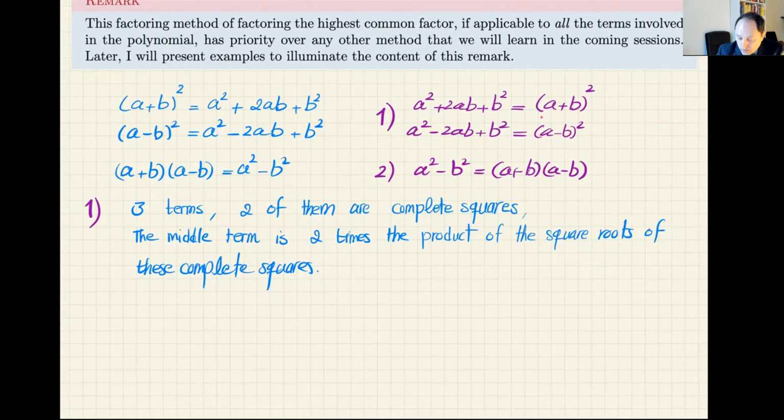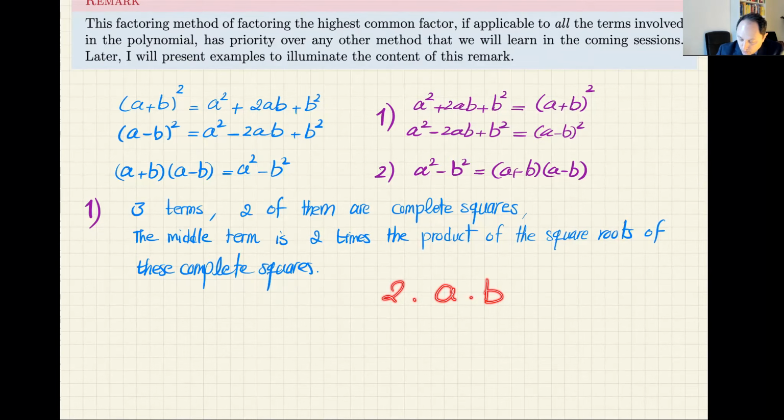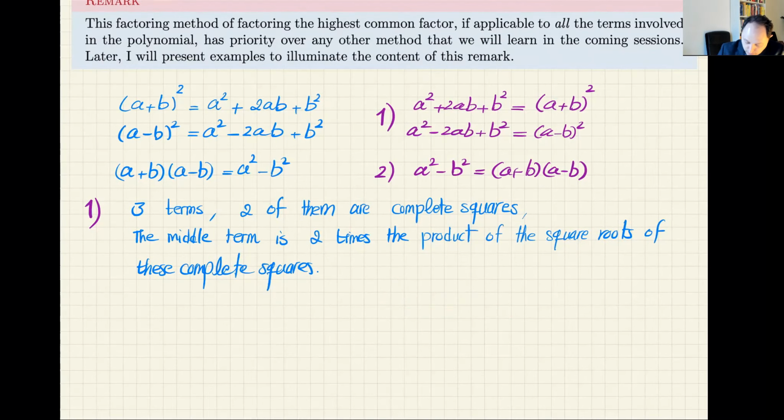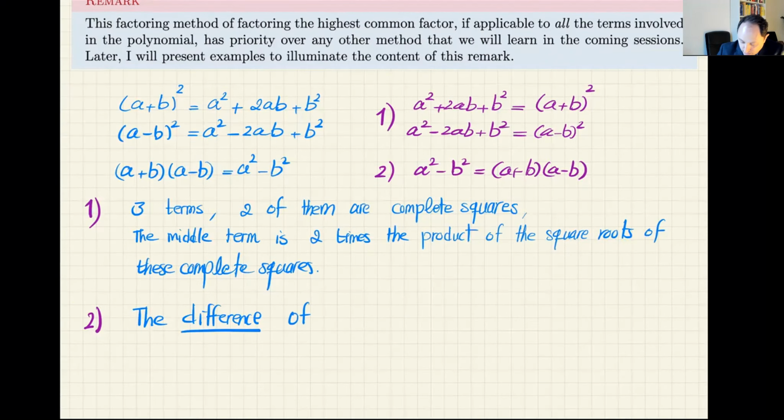So when you want to use this pattern, you need to have 3 terms added together, 2 of them should be complete squares, but this is still not enough. The middle term should be 2 times the square root of the first one times the square root of the second one. Whenever this happens, then you have a squaring pattern. Okay, and for number 2, I will give you a lot of examples now, but let me just also have this one. For the conjugate pattern, you should have the difference of 2 complete squares.